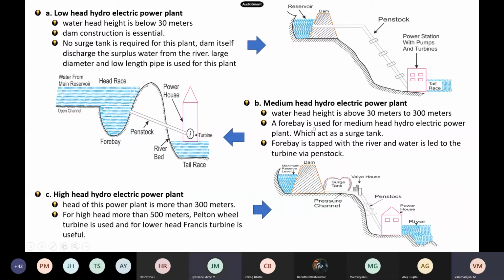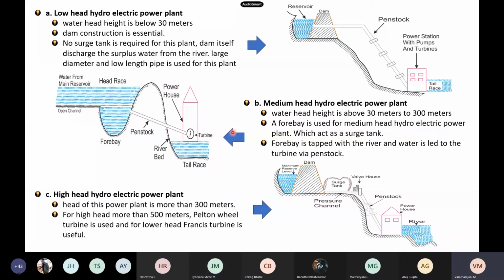Concerning the medium head, just a minute. This is a typical example of a low head hydroelectric power plant. There won't be any surge tank provided here. The medium head hydroelectric power plants are classified with a height between 30 meters and 300 meters. This height differs from text to text. Anyway, please go ahead with this content. During the last class itself, I gave some heights that were different. Here it is different; the height varies from author to author.